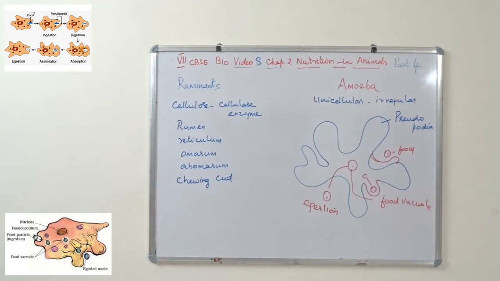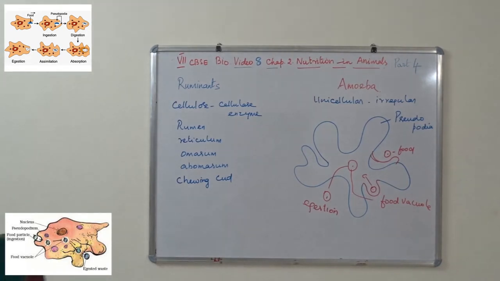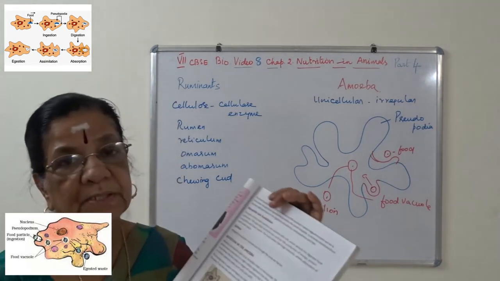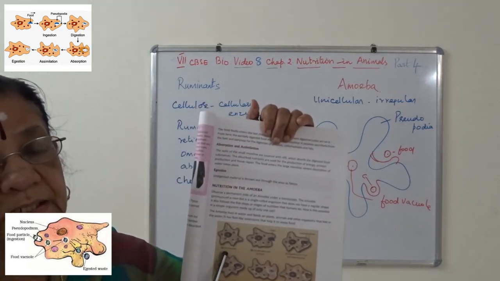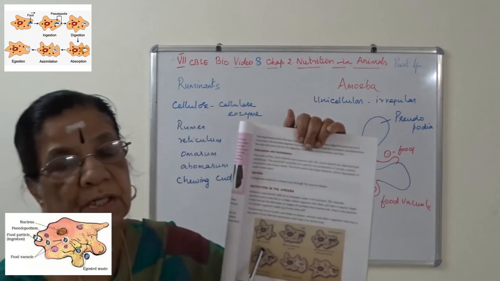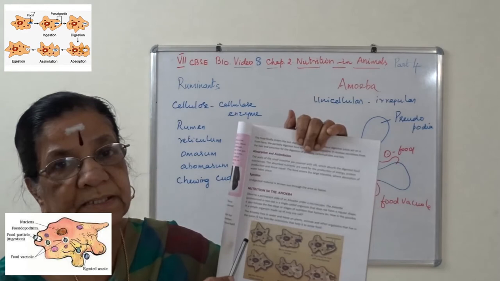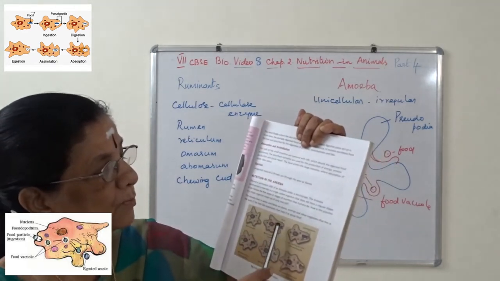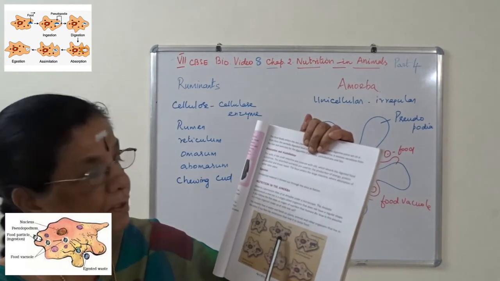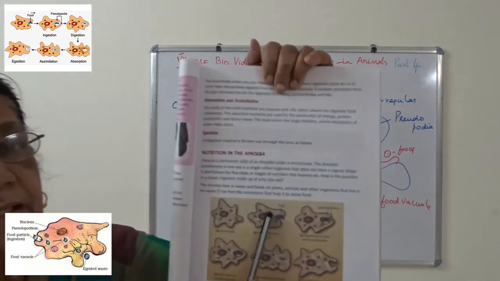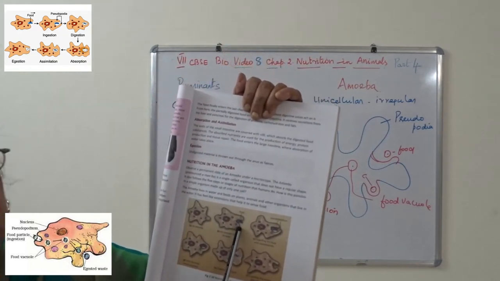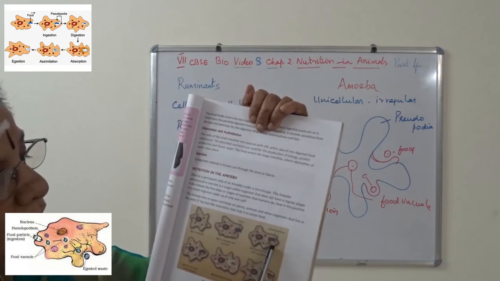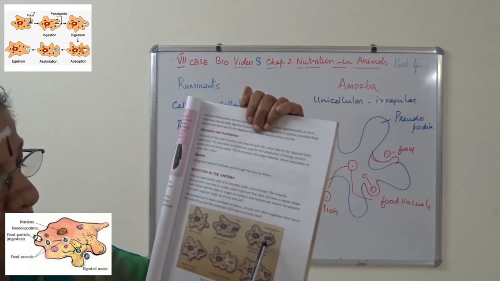Are you clear? Now the nutrition in amoeba diagram in the booklet is clear. First, amoeba, with an irregular structure with the false feet, pseudopodia, food vacuole, nucleus, contractile vacuole. Then the second diagram, amoeba getting its food. So the pseudopodia engulfs the food. Pseudopodia engulfing the food. I hope you understand.